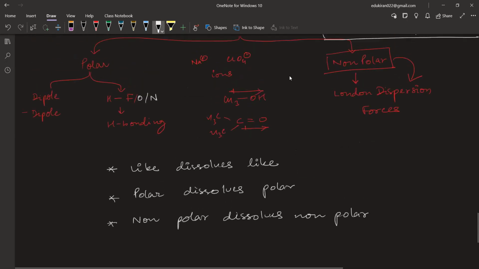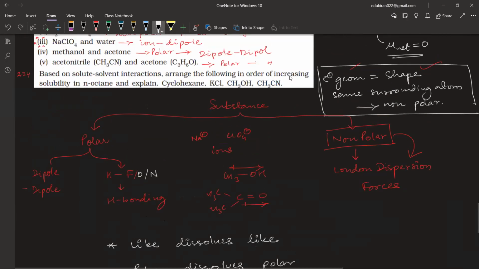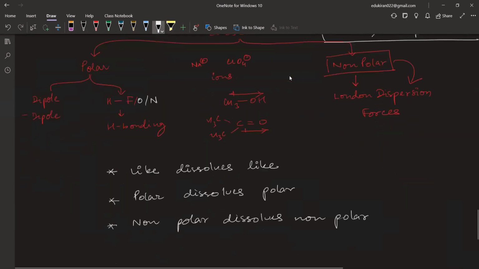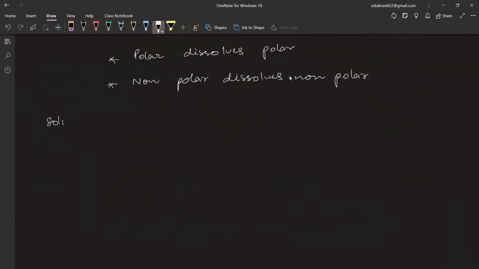Now, if I look at the next question here, based on solute-solvent interactions, arrange the following in order of increasing solubility in n-octane. So what is the solvent here? As you can see, they are saying in order of increasing solubility in n-octane. That means our solvent is n-octane. And n-octane is what? Polar or non-polar? Tell me.